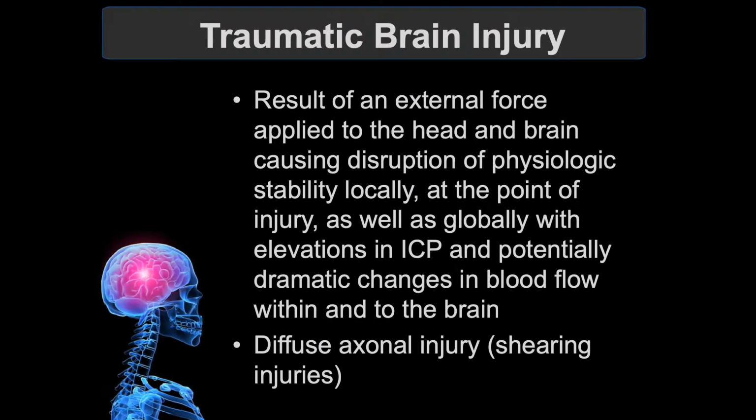Traumatic brain injury occurs as a result of an external force applied to the head and brain, causing disruption of the physiologic stability locally at the point of injury, as well as globally, with elevations in ICP and potentially dramatic changes in blood flow within and to the brain. This may result in diminished or altered states of consciousness, and they may include a shearing injury known as a diffuse axonal injury.